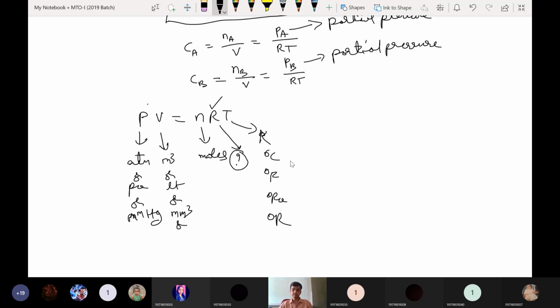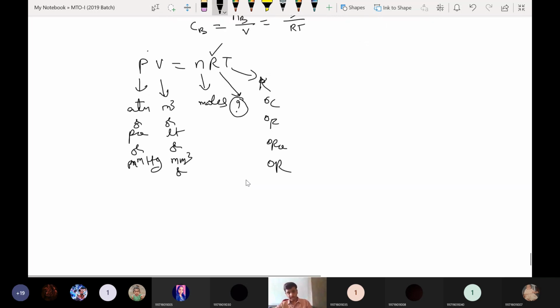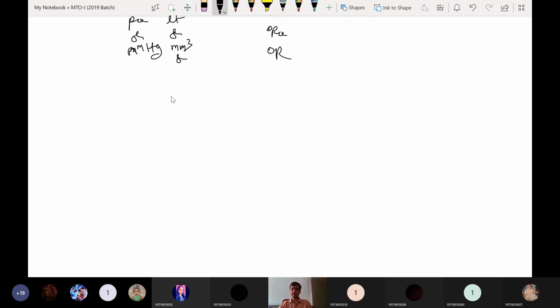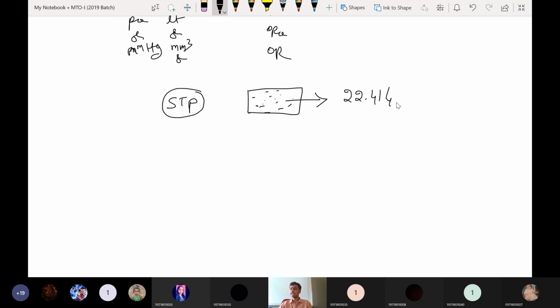Depending on its units, we have to apply this from the ideal gas law equation. From the stoichiometry of any equation, what it is saying is that any gas at standard temperature and pressure, when occupying some container space, will have a constant volume of 22.414 liters.